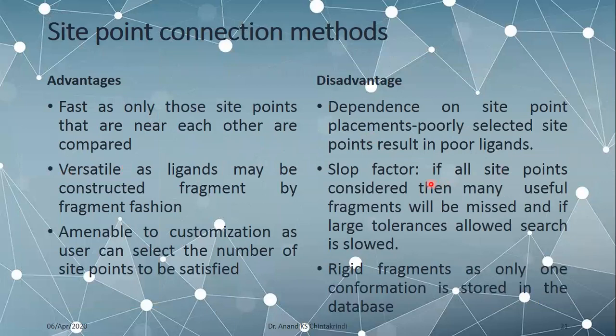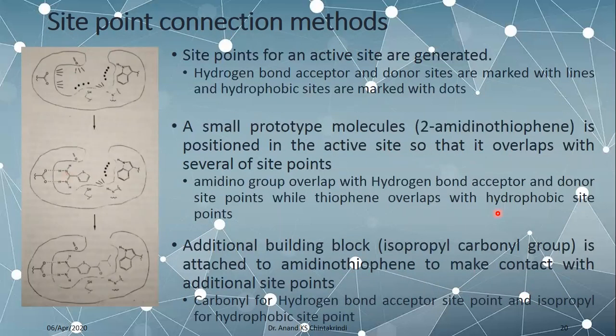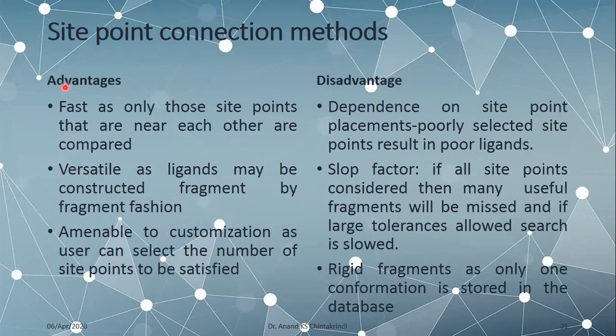So that is the slope factor. That is, if all site points are considered, then many useful fragments will be missed, because you have to satisfy all the site points. So an isopentyl group will not satisfy the requirement for the hydrogen bond donor or acceptor, so that will be missed. And if you are allowing large tolerances, that is, you say that I will miss this site point, it will make the search very slow.